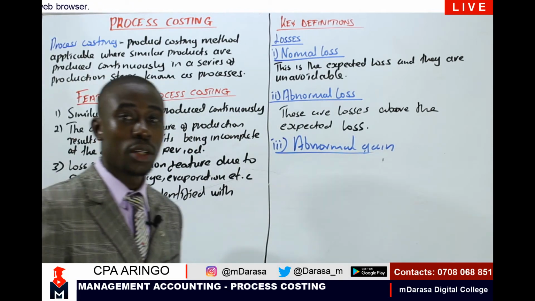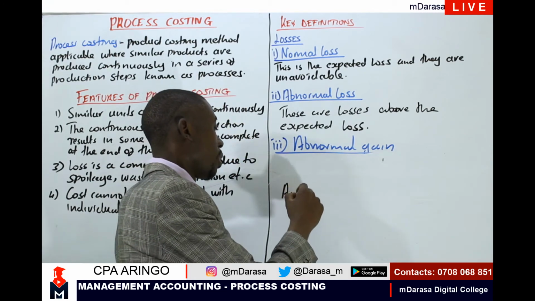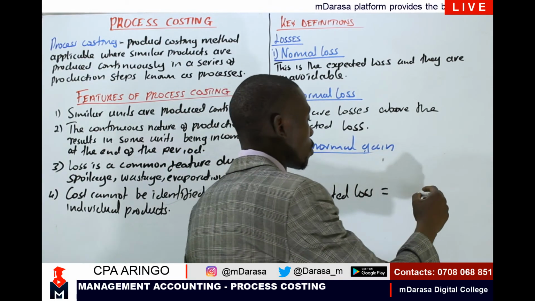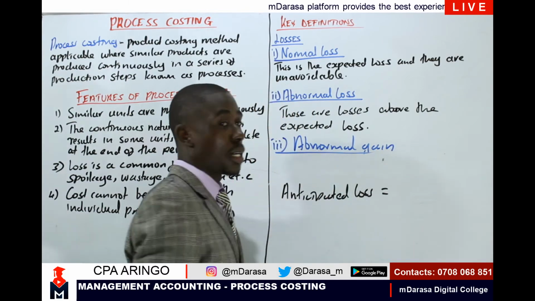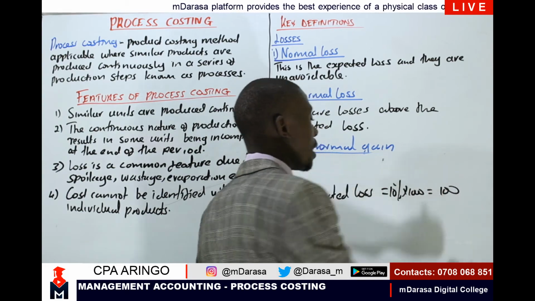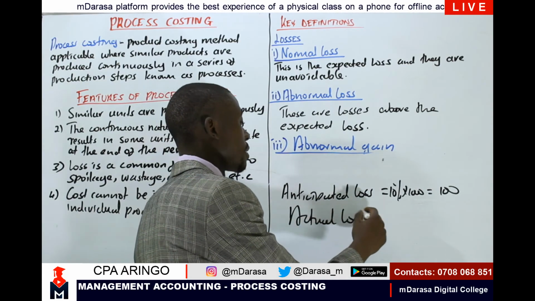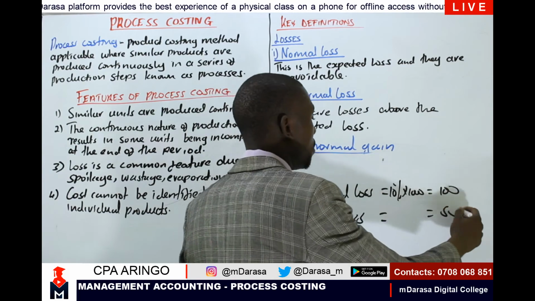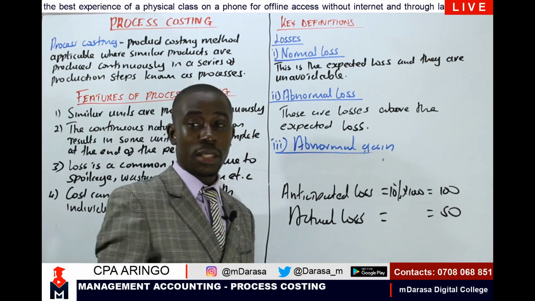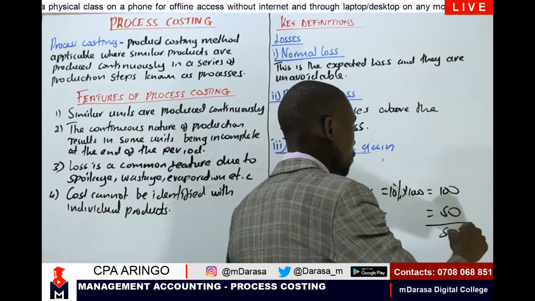Whenever we are looking at abnormal gain, I'll be looking at a case whereby, say for example, our anticipated loss was 10% of 1,000 units. So in that case, I'll be having 100. But now our actual loss is less than what I had anticipated. Maybe our actual loss is 50. So I had anticipated 100 units to be our loss, but the actual loss I'm achieving is 50. So in this case, I have 50 as our difference.